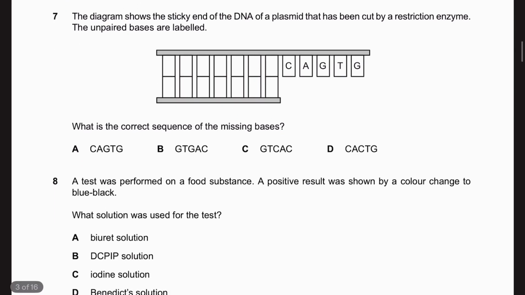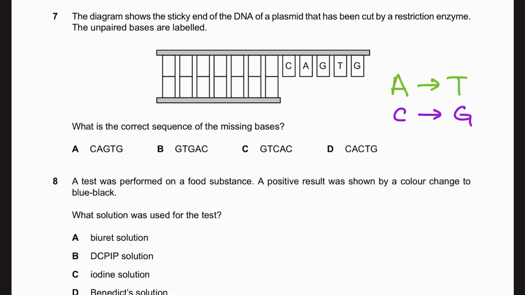Okay, question 7. The diagram shows the sticky end of the DNA of a plasmid that has been cut by a restriction enzyme. The unpaired bases are labeled. So what is the correct sequence of the missing bases? Do we know how we pair things up? A always pairs with T. Someone told me to remember that as apple tree. So A and T, apple tree. So you can remember that. And then what does C always pair up with? With G.